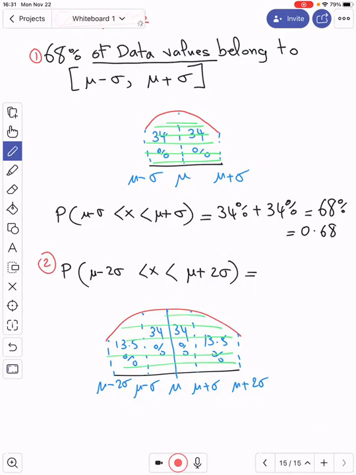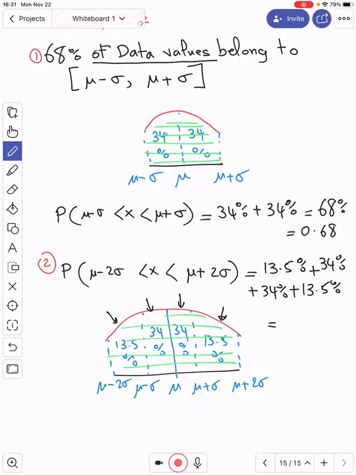Any guess? That will be the sum of the areas. The first area is 13.5%, plus the second area, which is 34 plus another 34, plus another 13.5, right?